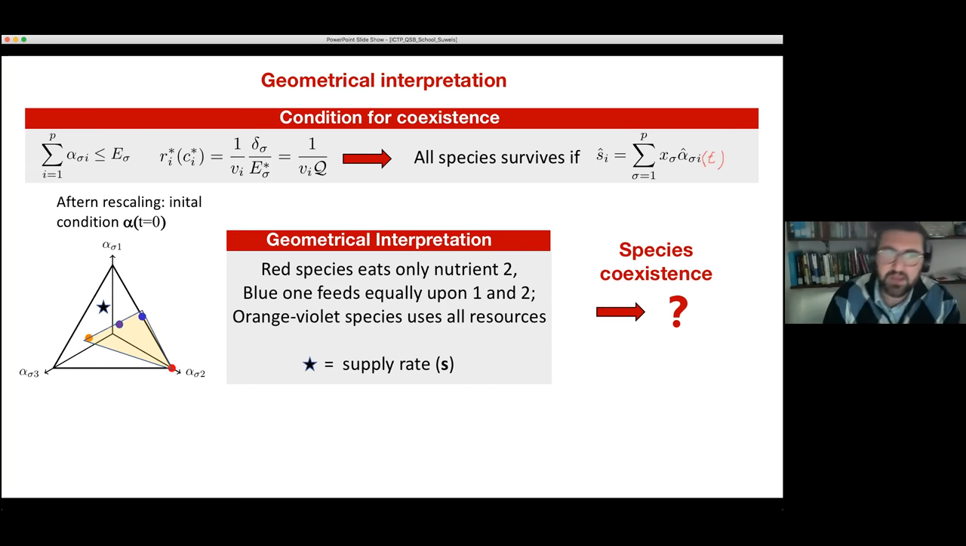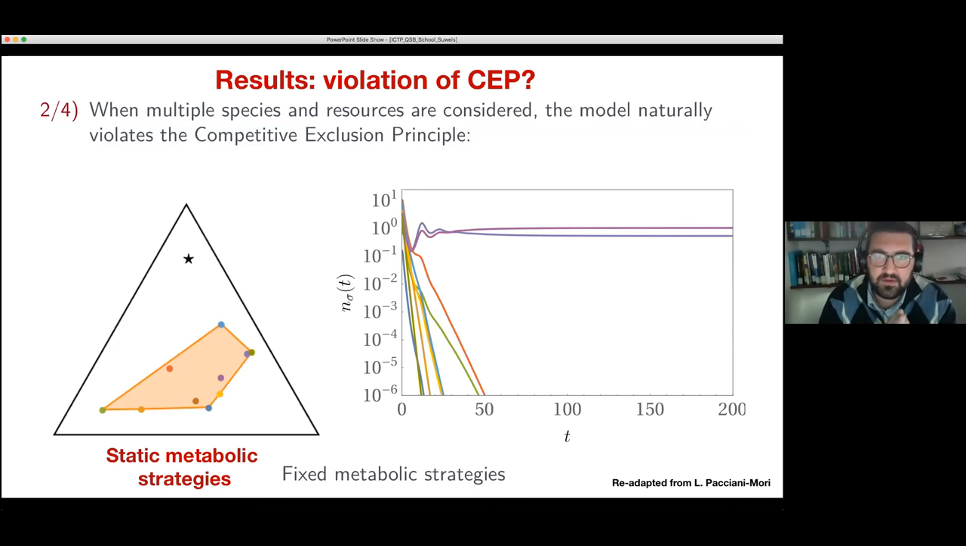I remind you that in the case of fixed static metabolic strategies, if the supply rate is outside the convex hull, then, as you can see, we have extinction of many species and only two in this case survive, and the competitive exclusion principle is recovered. Let's see what happens now if we allow this maximization of growth rate constrained by total energy budget in our equation.